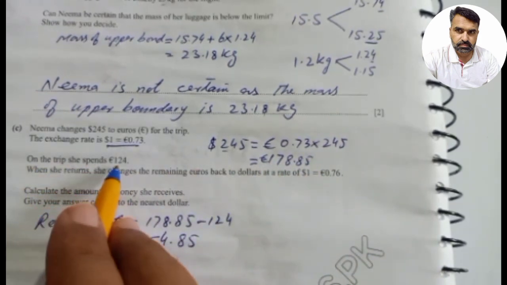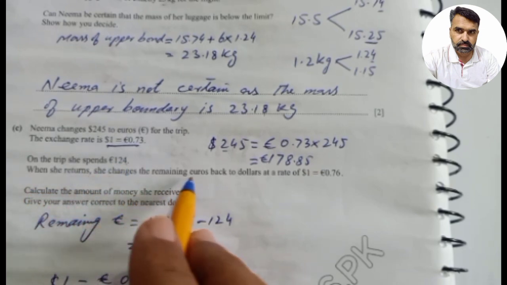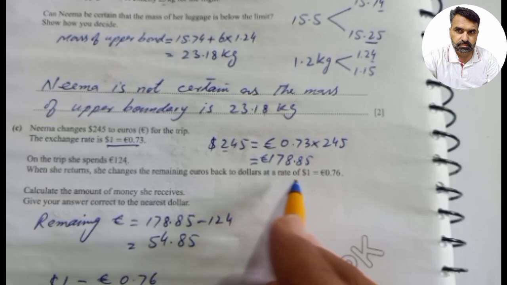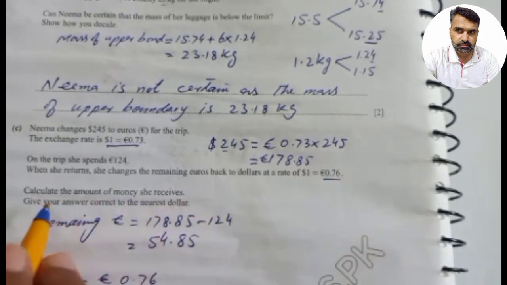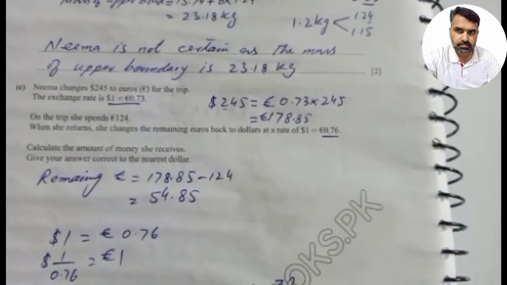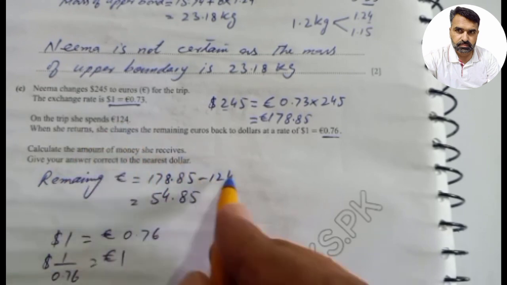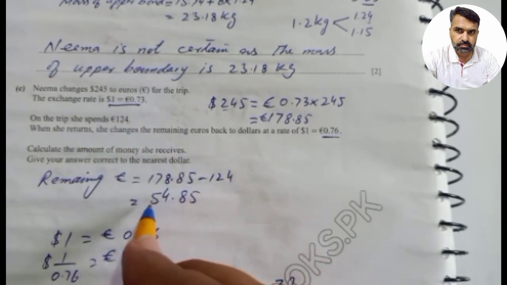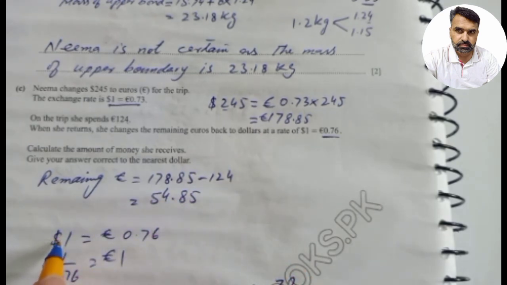On the trip, she spends €124. When she returns, she changes the remaining euros back to dollars at the rate of $1 equal to €0.76. Now students, first we will find the change with her. She has €178.85 and she spent 124, so we will subtract 124, and she has €54.85 with her, and the exchange rate is $1 equal to €0.76.